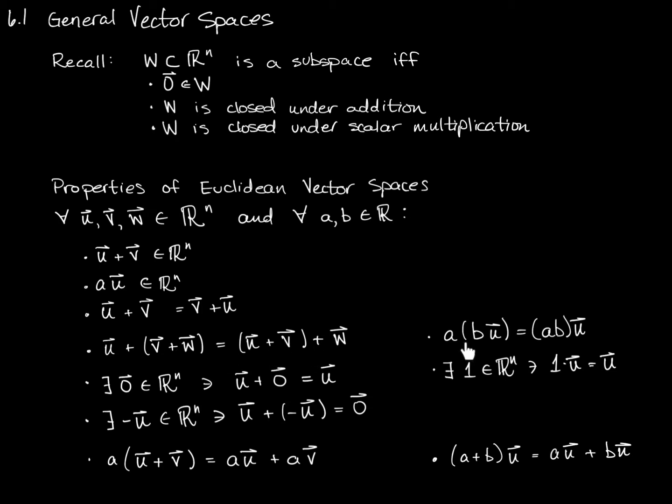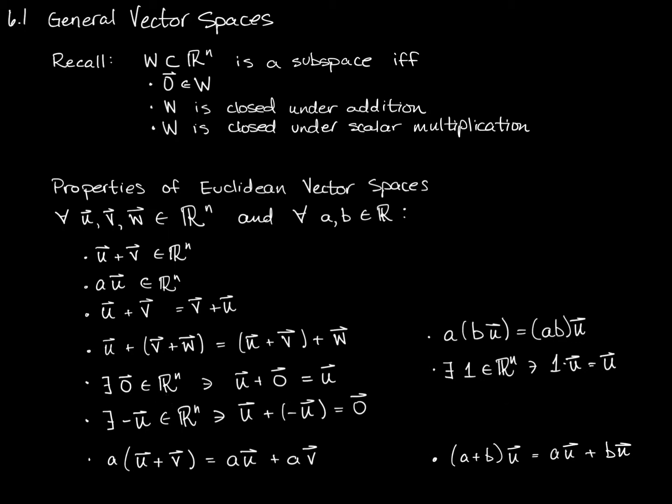It doesn't matter whether you multiply two scalars together and then multiply your vector by that scalar, or whether you scale your vector and then scale it again. You'll get the same result. As long as a and b are the same numbers in both cases, you'll get the same thing.